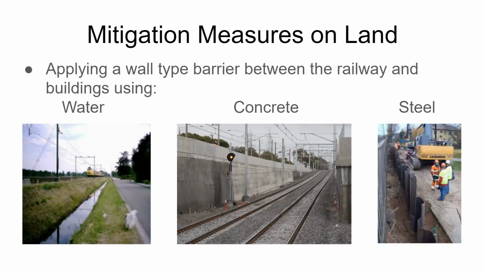When you have an existing railway and residential buildings nearby, the easiest approach is to apply mitigation measures on the path between the railway and the buildings. To apply the measures along the path, a barrier wall must be dug, usually between 5 to 10 meters deep. The most common barriers used are water barriers, concrete walls, or steel walls. The concrete and steel walls are much more effective at reducing vibrations because they have a higher stiffness than water, but those methods are far more expensive.